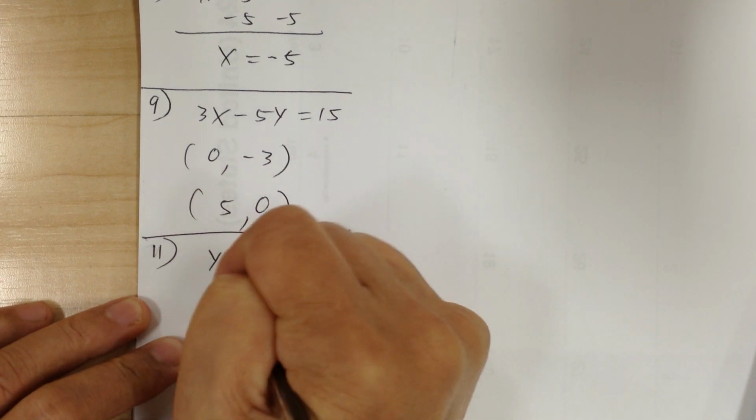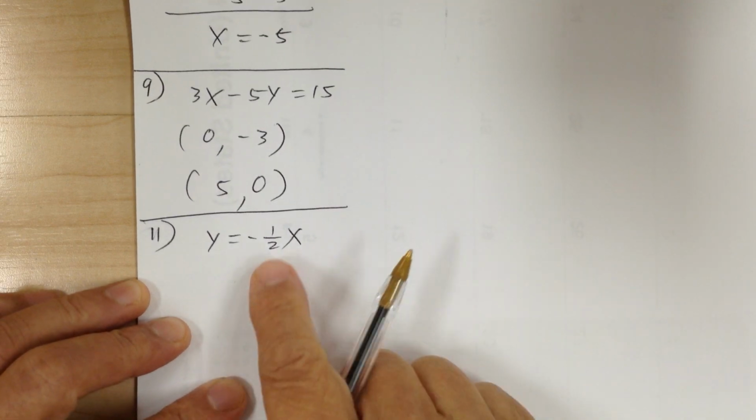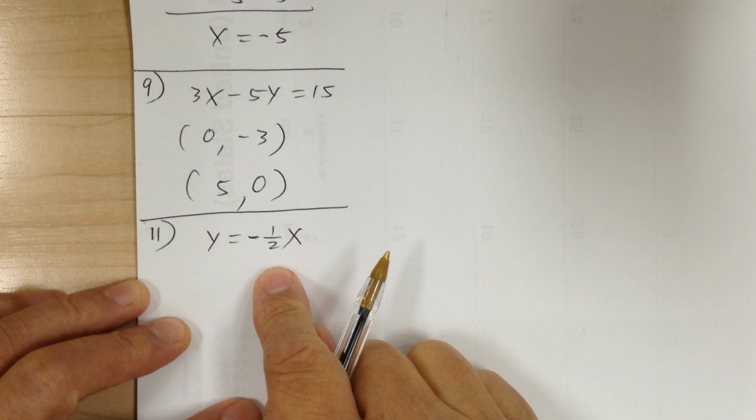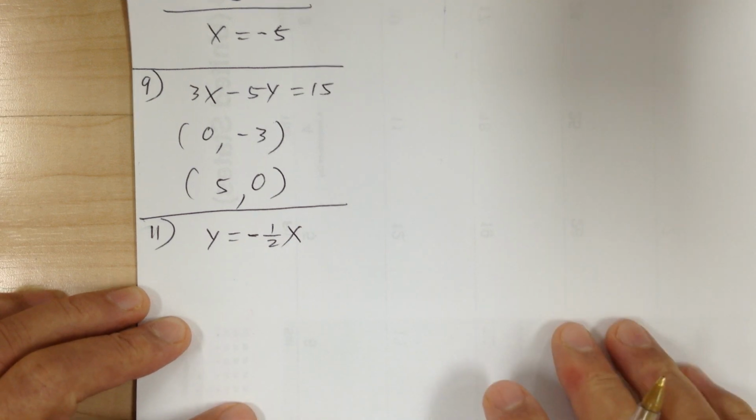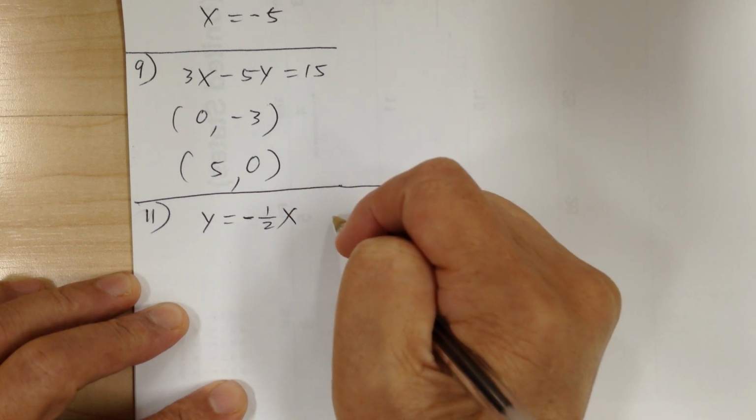You've got y equals -1/2 x. This is something called the slope-intercept form. That's a very easy way to graph this, but you have not learned it yet until the next lesson. So we just have to do it the long way. In this situation, you can just make a table.